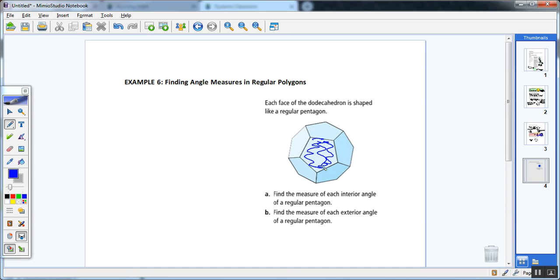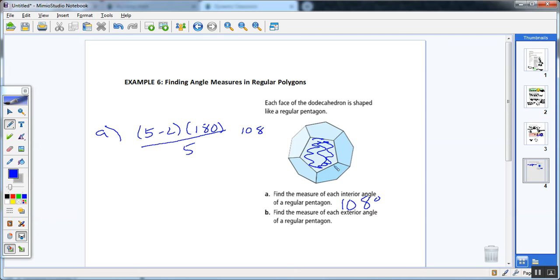What'd you guys get for exterior and interior angles? What's the interior angle on that? 108. How'd you get 108? 540 divided by 5. Where'd the 540 come from? 3 times 180. Why 3 times 180? Because 5 sides minus 2 times 180 equals 540. But where'd the 108 come from? Because there's 5 sides, and since they're all equal, you divide 540 by 5. So each angle on the inside is 108, right?